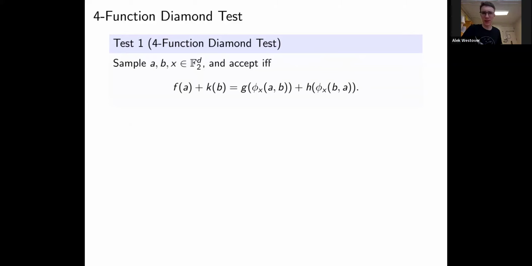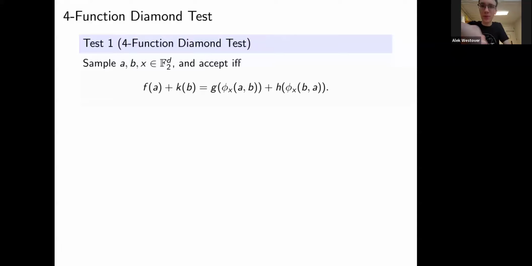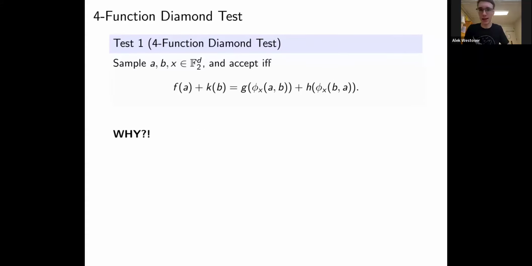So in the four-function diamond test, we now have four functions, and we have the same inputs as before, this a, b, and then these two interpolations, but now we're applying to them these four different functions. And this might seem totally insane. The diamond test we already didn't know what to do with. Why is it going to be better to think about now four functions?